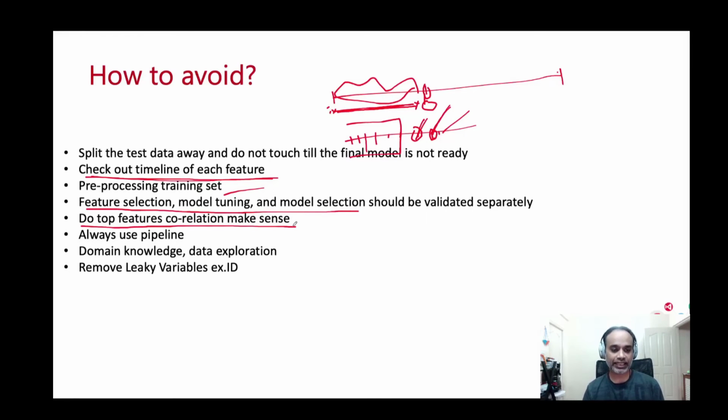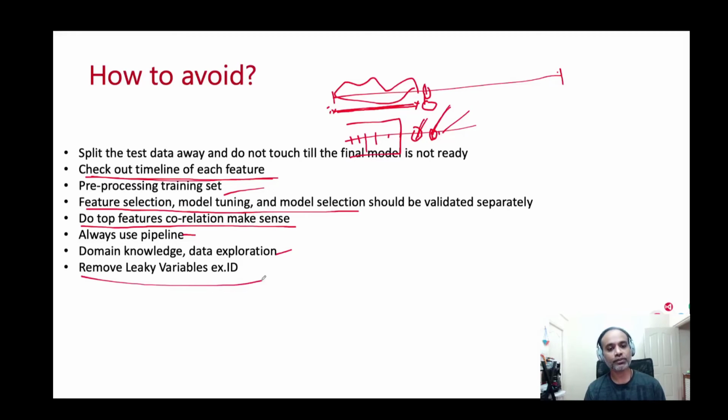And at that time, with your domain knowledge and data exploration, you need to think about whether it really makes sense to select one feature. And to maintain your code properly, it is always good to use a pipeline. The pipeline will make your code consistent, and it minimizes data leakage issues. And also remove leaky variables.